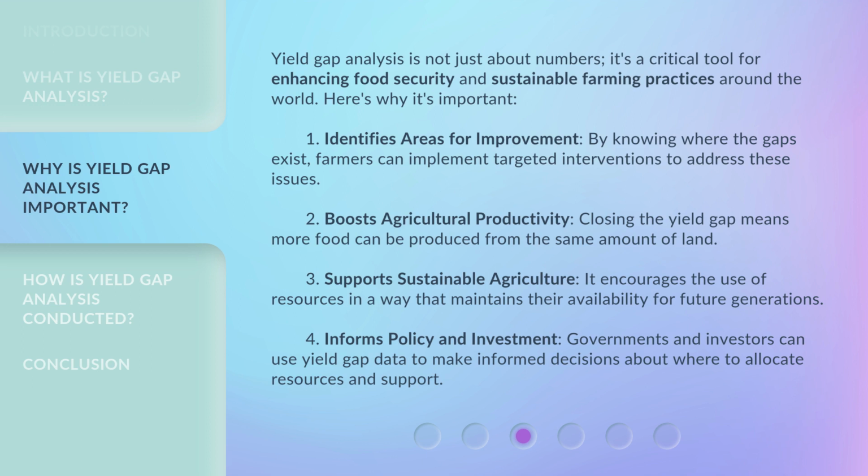3. Supports sustainable agriculture. It encourages the use of resources in a way that maintains their availability for future generations. 4. Informs policy and investment. Governments and investors can use yield gap data to make informed decisions about where to allocate resources and support.